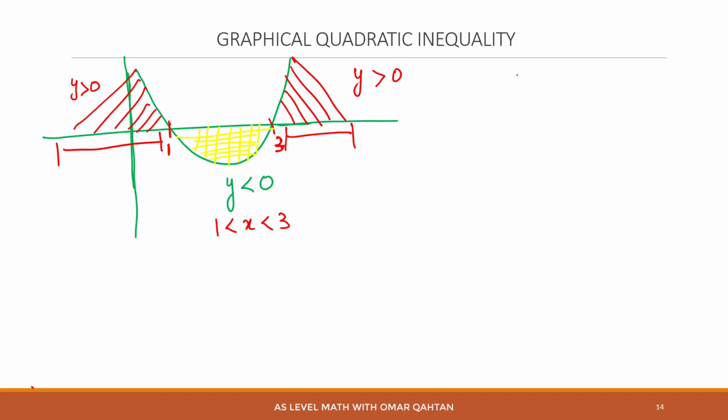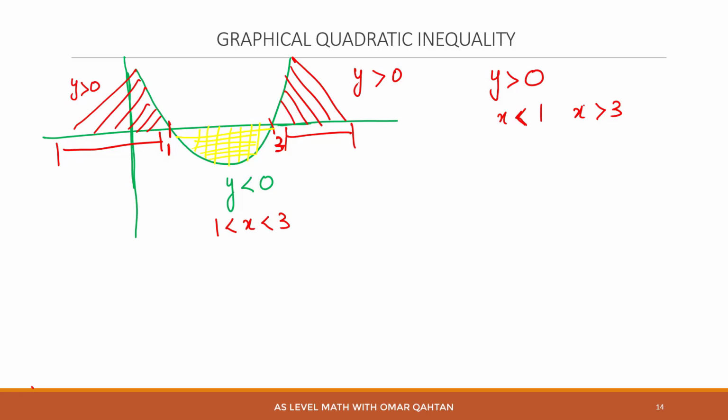So for a y greater than 0 inequality, you always need to memorize this. You have to answer it like this: the part which is less than 1, I would write x is less than 1, and for this right part I would write x is greater than 3. That is a very important concept and you need to memorize it.